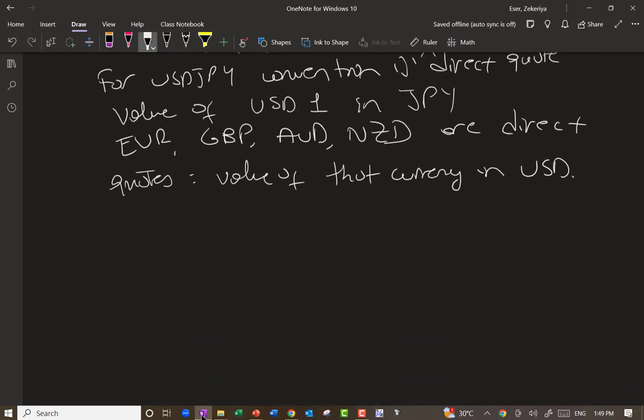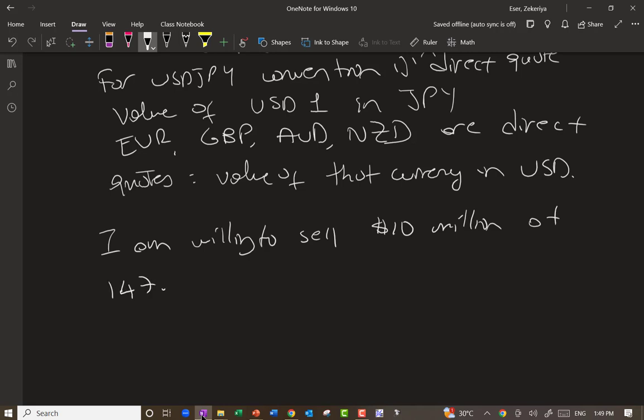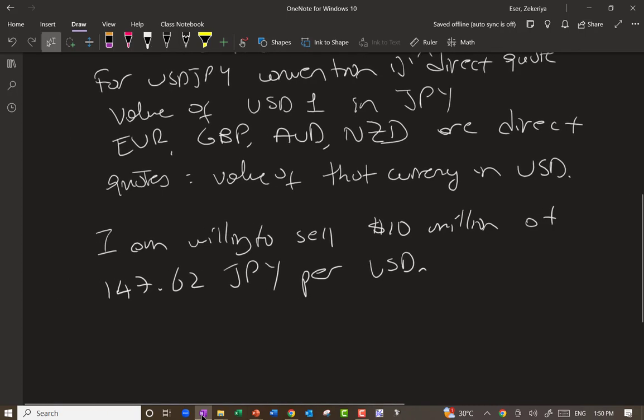But this quotation also means I am willing to sell $10 million at 147.62 per US dollar. There is always a bid offer spread. It's very rare that they give you a choice. Sometimes, if the trader is really cocky, they say, 155, 140, or 55, 55. Whether you want to buy or sell, I'm willing to be the other side of the transaction. But unless you have really special reasons you want to do that, don't do it.